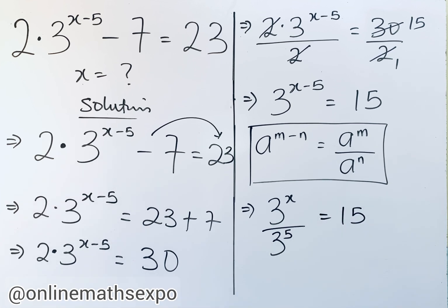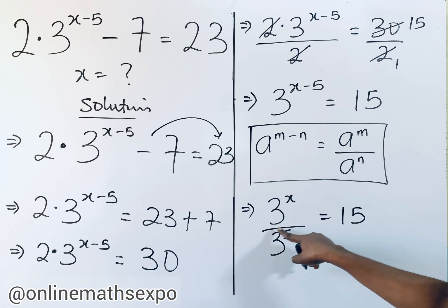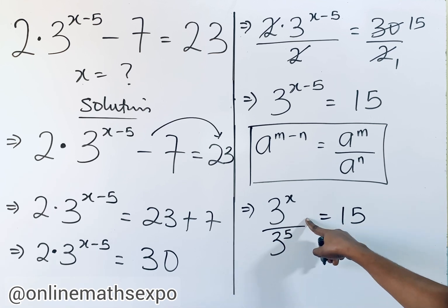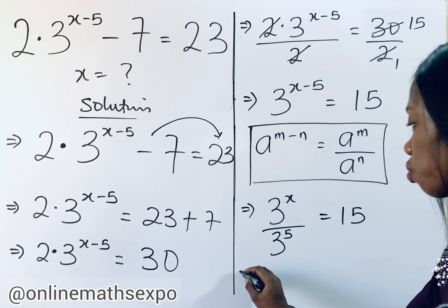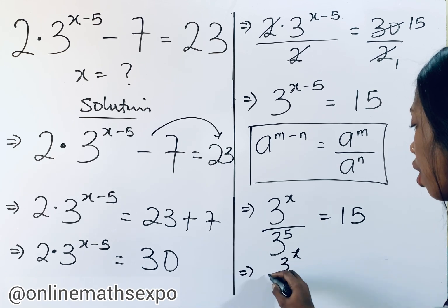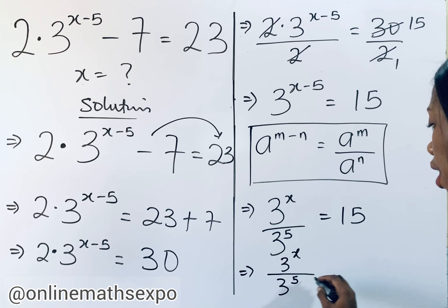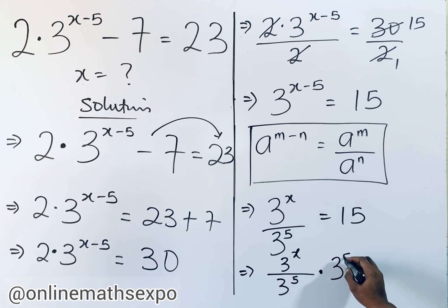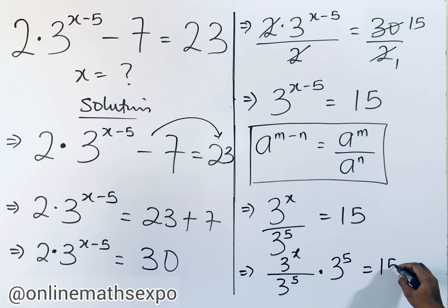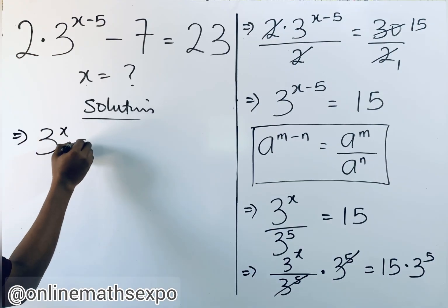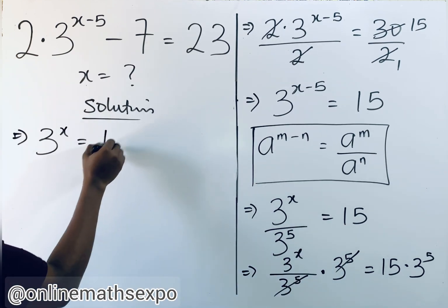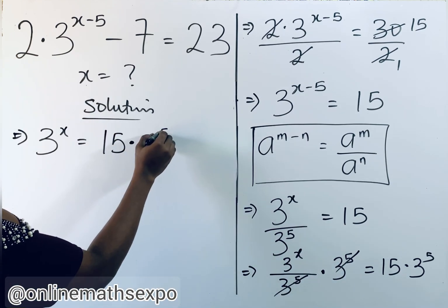So what do you do next? You observe that you need to remove this, and because it is at the denominator, you are going to multiply both sides by this value to remove it. So we are going to have 3 to the power of x divided by 3 to the power of 5 multiplied by 3 to the power of 5 is equal to 15 multiplied by 3 to the power of 5. So this, we cancel. If you simplify more, you are going to now have 3 to the power of x is equal to 15 multiplied by 3 to the power of 5.